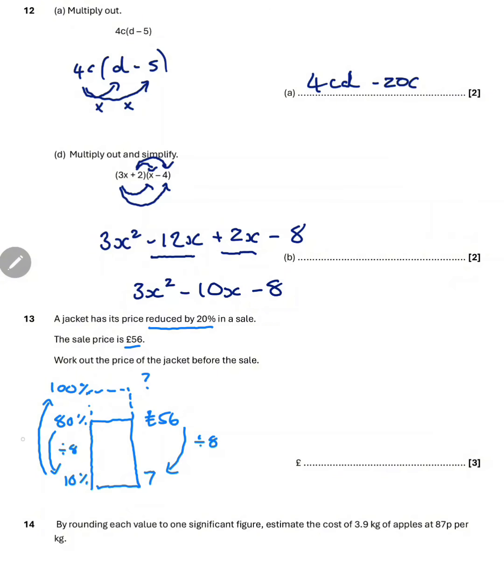In order to go from 10% to 100%, I'm just going to times by 10. So I'm going to do the same on this side. Multiply by 10. £7 multiplied by 10. My original jacket cost was £70.